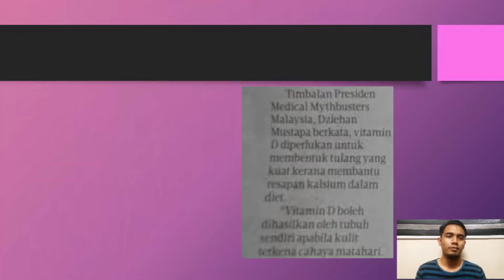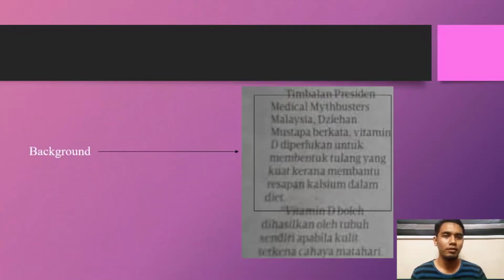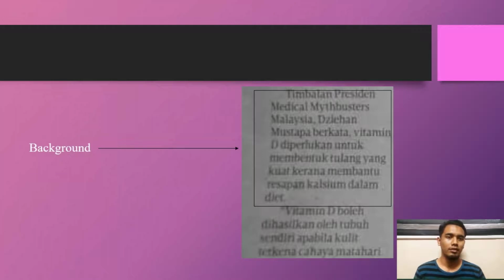The last step to write the introduction is to write a background about the topic. This is because when we write a background about the topic, it makes it easier for the readers to understand what we write.